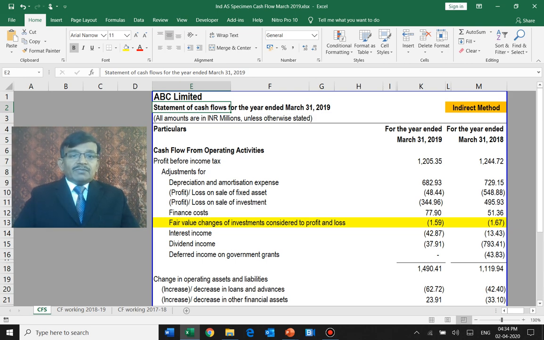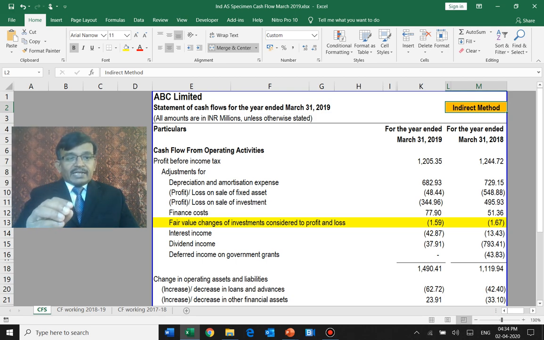Here, this cash flow has been presented using the indirect method. There is also a direct method, where the actual cash collected from sales will be shown, and the actual expenditure on purchases and on employee cost will be shown separately. But here it starts with the indirect method, starting with the profit before income tax and making adjustments for non-cash items to arrive at the cash generated.